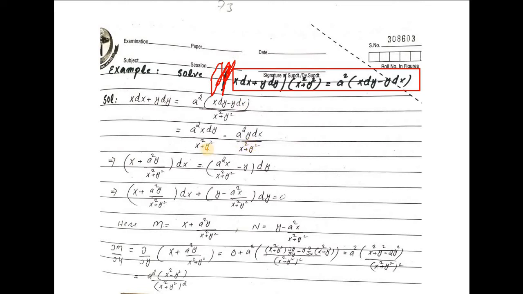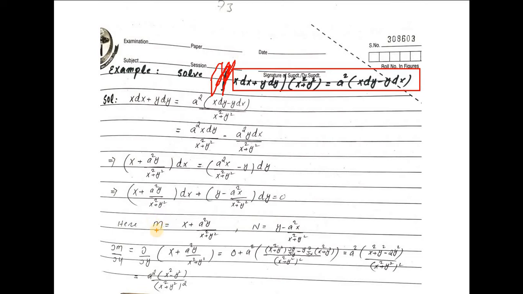Now rearranging, here we have all x, here we have all y. Now we have to transpose this term to the left side. This minus will become positive, this positive will become negative. Dy equal to 0. In this differential equation we have m, this is the value of m, this is the value of n.